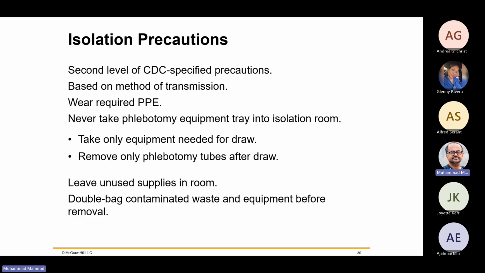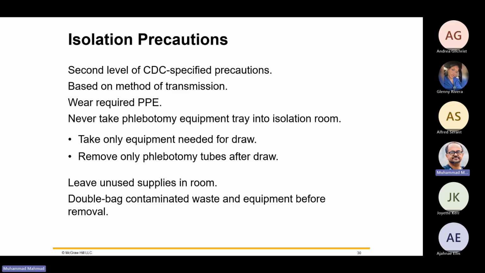For airborne precautions, we can use a HEPA respirator or N95. For droplet precautions, goggles and mask. For contact precautions, gloves and gowns. For protective environment precautions, we can use gloves and gowns as well.